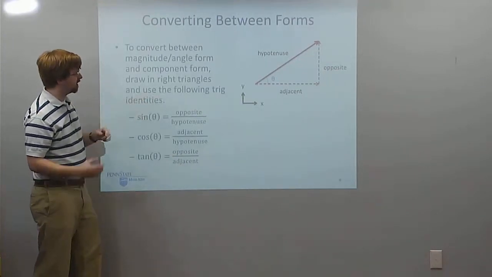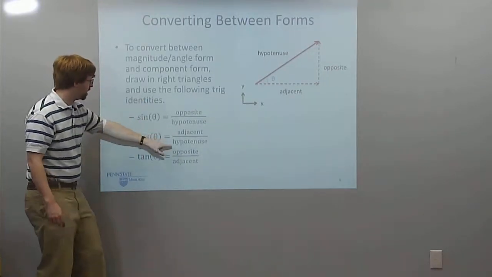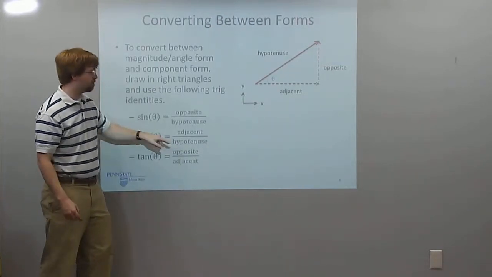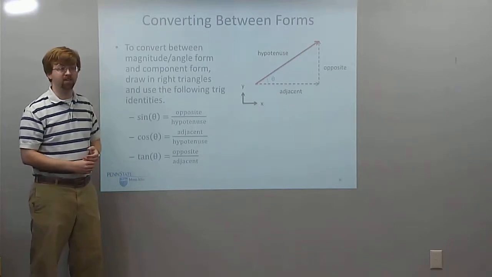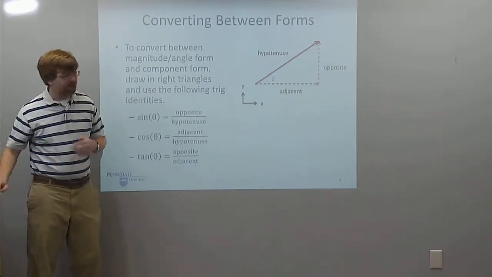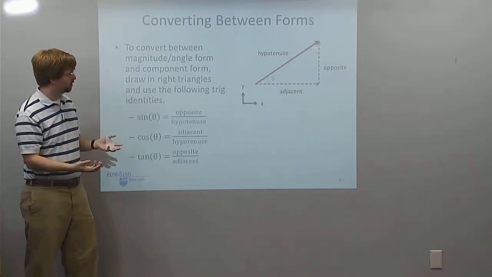For the adjacent side, that's going to be my x component. I'm going to need the adjacent. I know hypotenuse, I know theta. So cosine theta times the hypotenuse would give me the adjacent side, or the horizontal component. So that is going from magnitude and angle to the other one.